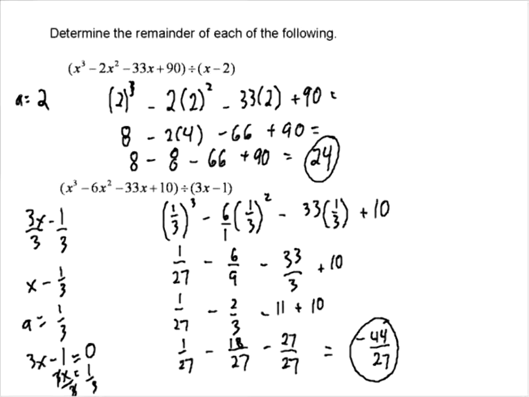That's it. There's our remainder, negative 44 over 27. Can't simplify that any further. It's as good as it gets.